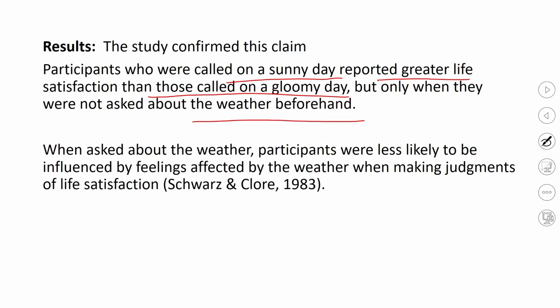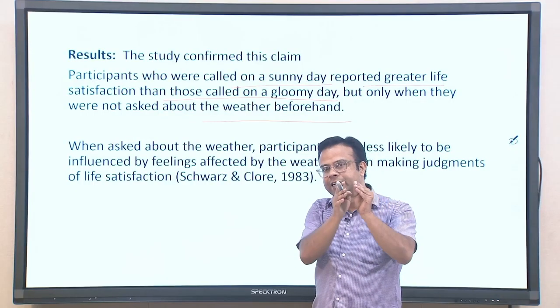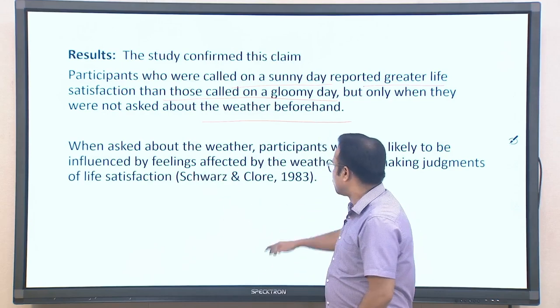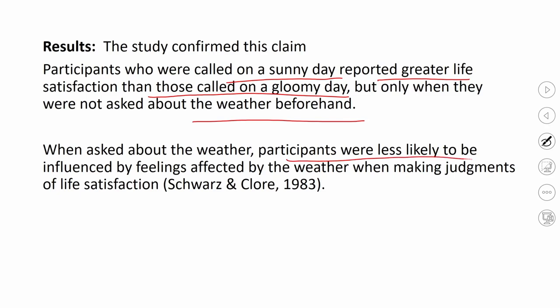But when they were asked how the weather was, they became aware that they were feeling good or bad because of the weather. So, this feeling good or bad did not influence their judgment very strongly, because they separated it; this emotion is coming from the weather, and it did not influence their rating of life satisfaction. However, in condition 1, they mixed it; the emotion was generated from the weather and it influenced their life satisfaction judgment. So, when asked about the weather, participants were less likely to be influenced by feelings about the weather when making judgments of life satisfaction.